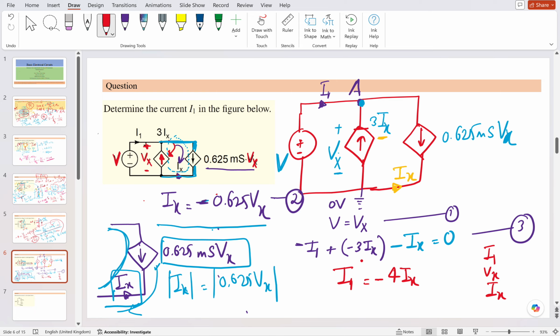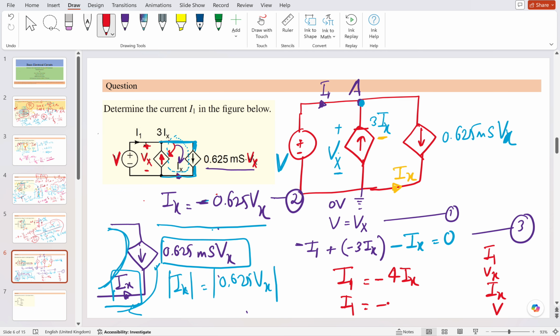And also there is one V. So there are four variables, V is also there. Okay, let's put the value of Ix. I think it is like this only. So I1 is equal to 4 times Ix minus 4 times Ix.